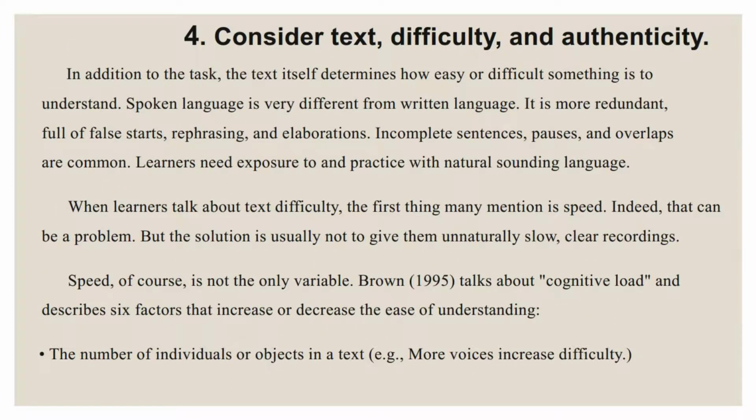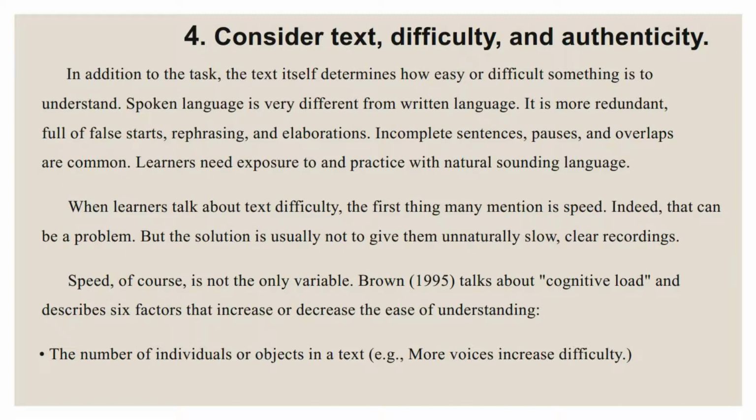The fourth principle is consider text, difficulty, and authenticity. In addition to the task, the text itself determines how easy or difficult something is to understand. Spoken language is very different from written language, and we have already discussed it. There are certain features that make a text or a dialogue difficult for a student, or make it easy for the students. Speed is one of the factors. It is of course not the only variable, it is one of the factors.